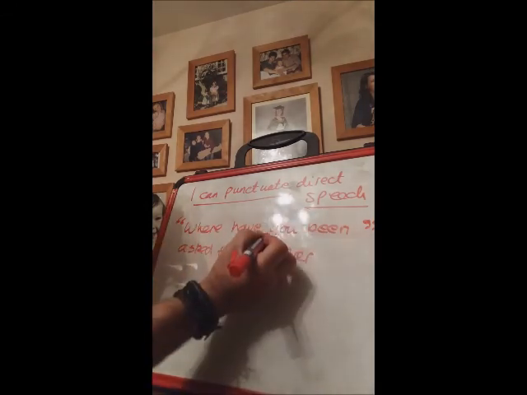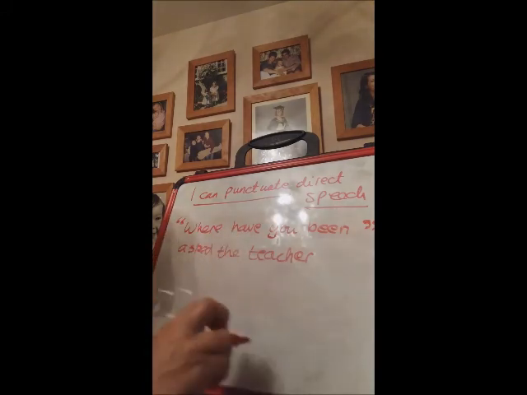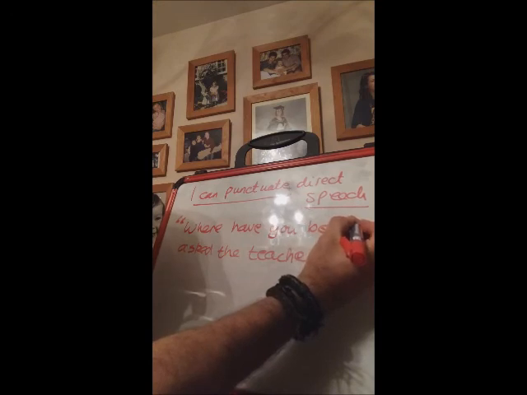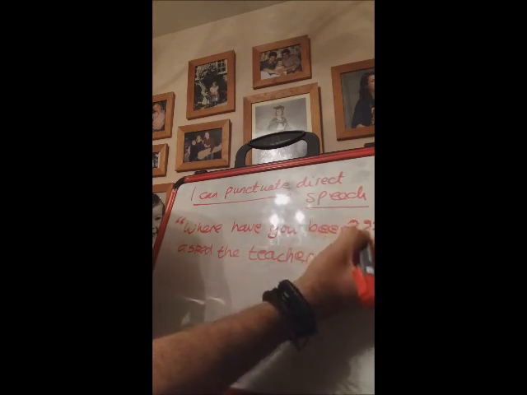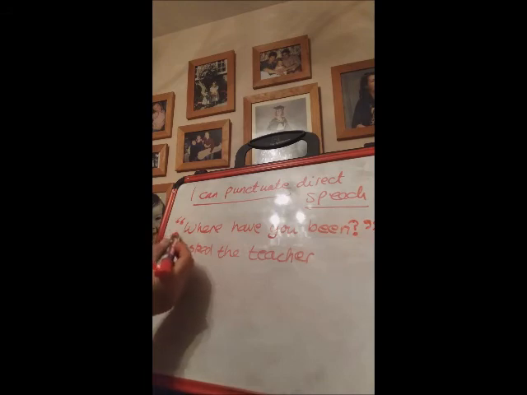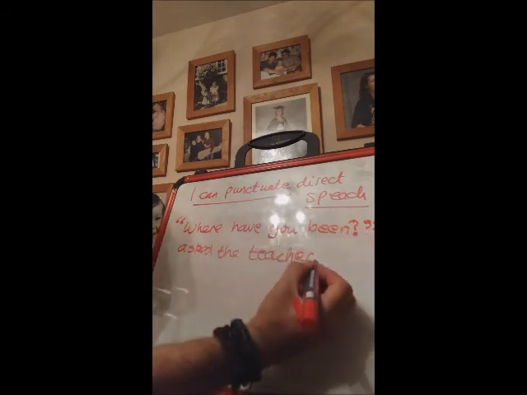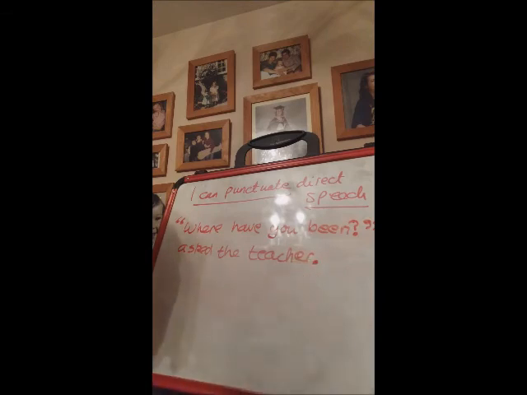And let's make the Y a bit better. So, where have you been? Asked the teacher. Now, where have you been is a question. So simply, you stick a question mark just there. And don't forget that the closed speech marks goes after the question mark. So, where have you been? Question mark. Asked the teacher, and full stop. Right, now press pause and I'll set another one up for you.